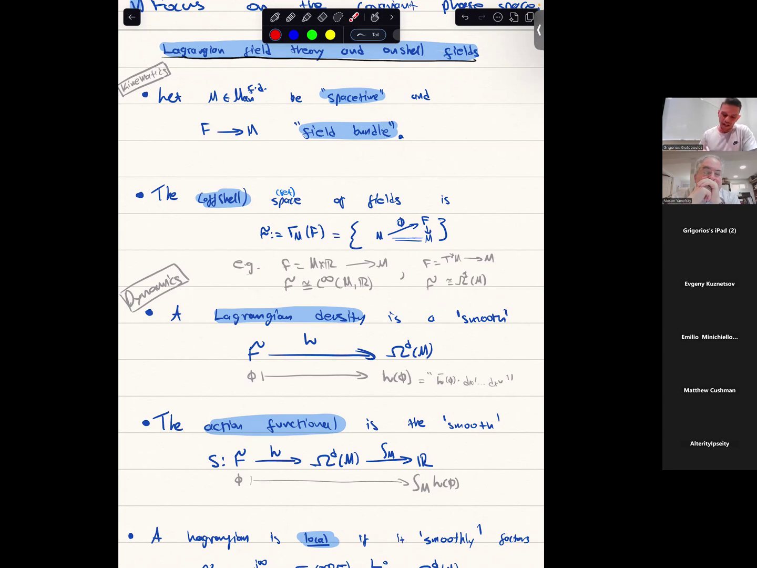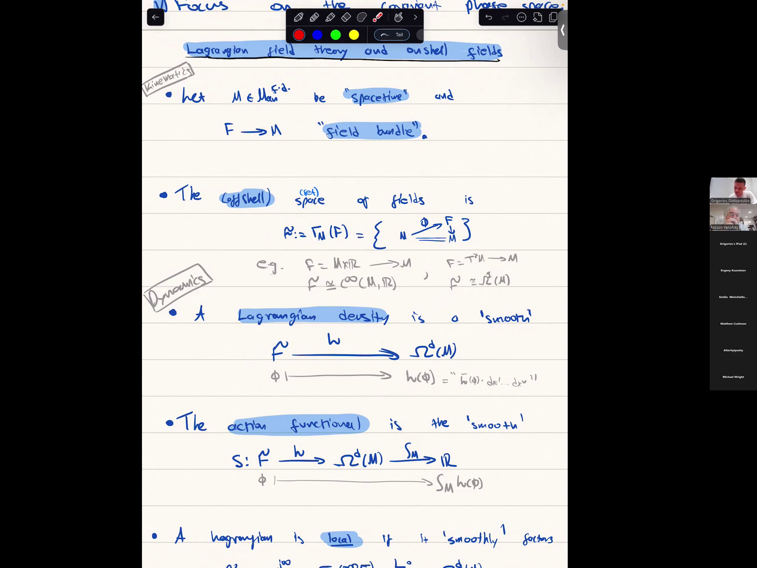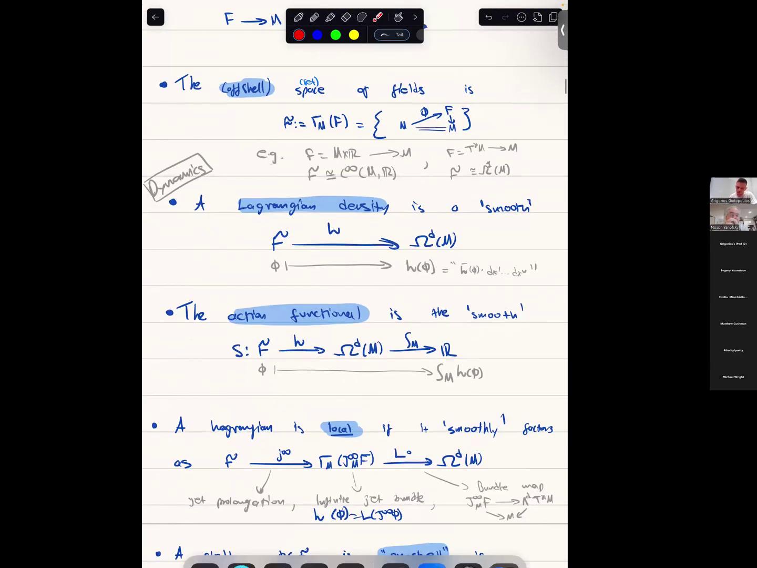Okay, the dynamics of the theory then are dictated by some Lagrangian density, which is supposed to be a smooth map of some sort, which takes fields and maps them to a top form, or pseudo form if you don't have any orientation and so on. So a top form on spacetime, which you can then integrate. I compose with the integration map, putting aside compactness and so on.